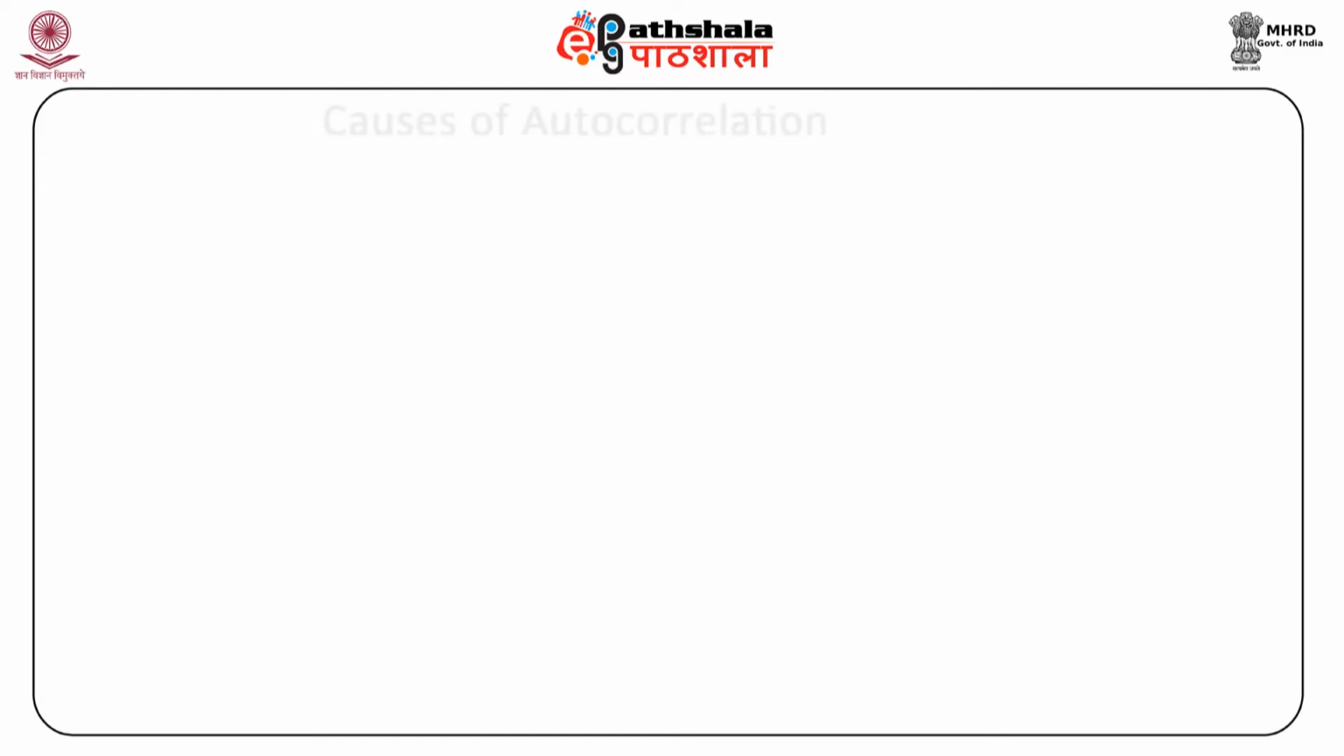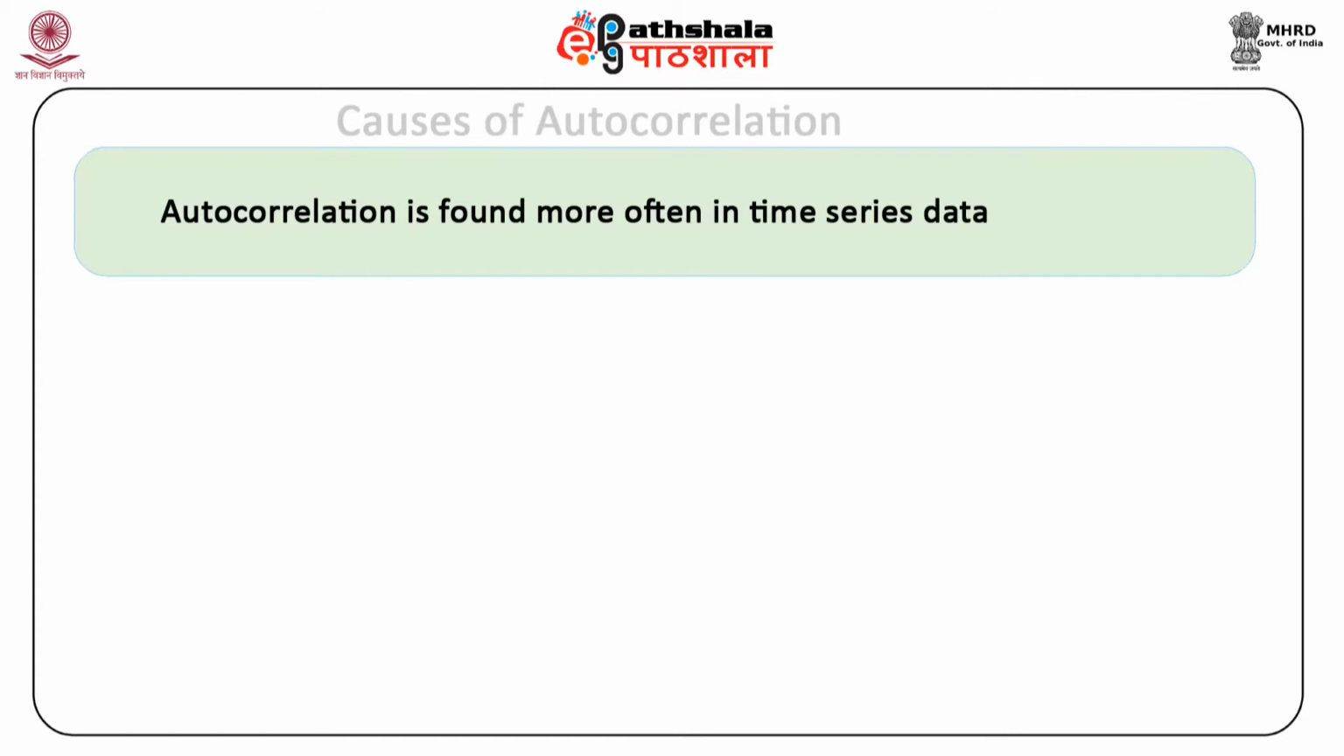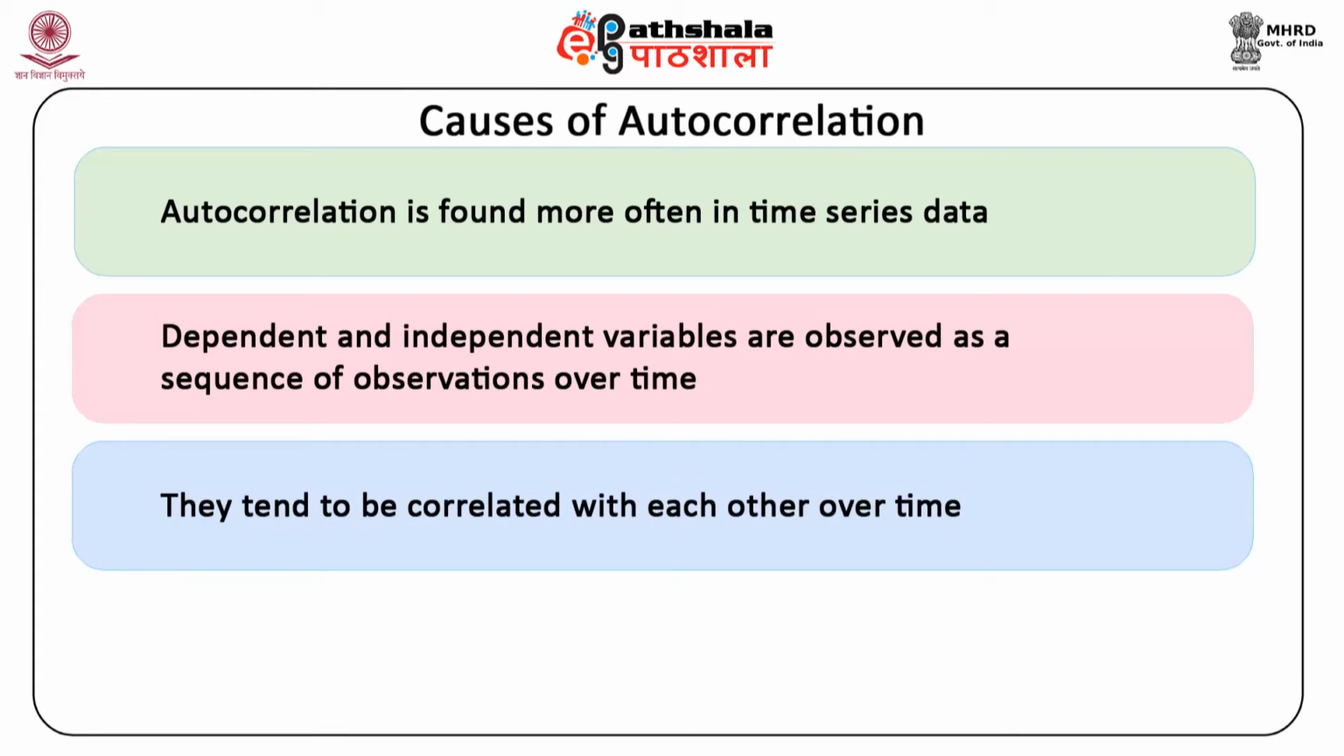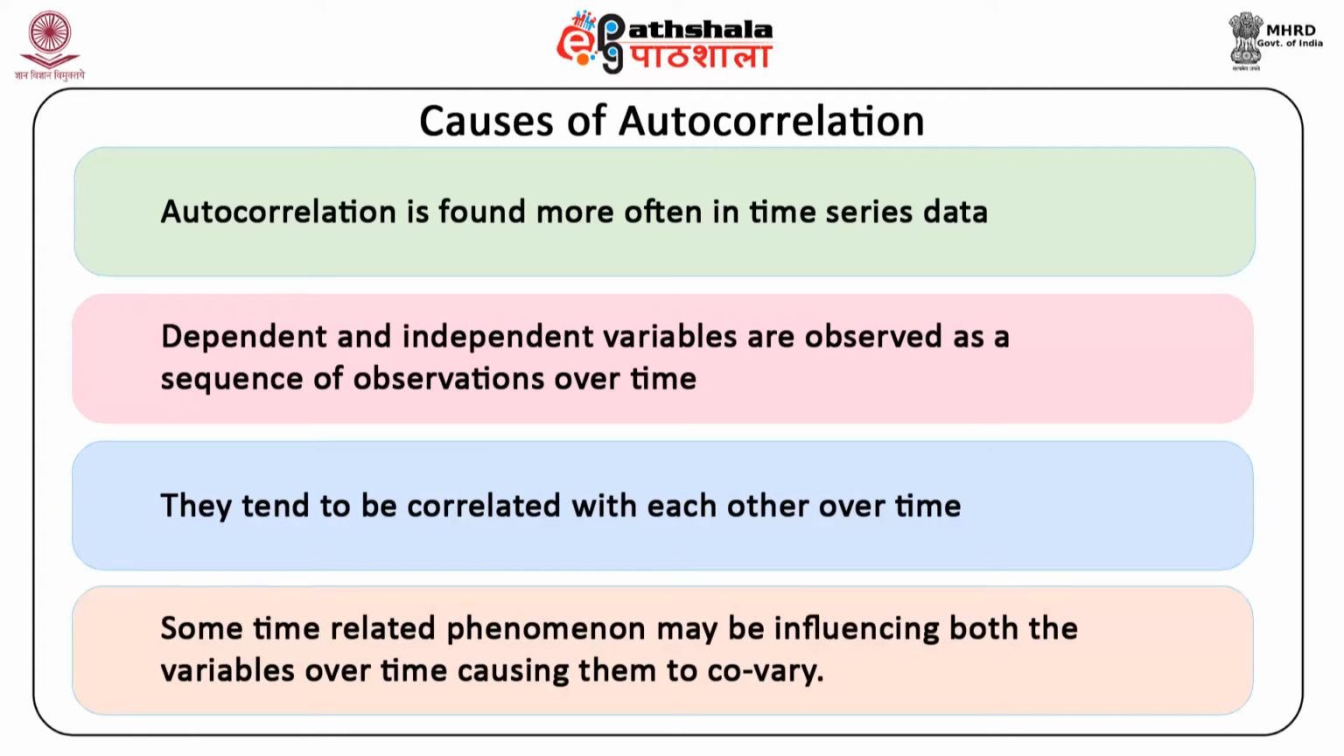Now we discuss the specific causes of autocorrelation. Autocorrelation is found more often in time series data because when the dependent and the independent variables are observed as a sequence of observations over time, they tend to be correlated with each other over time, or some related phenomenon may be influencing both the variables over time, causing them to co-vary. We will study all these causes in detail in our subsequent slides.